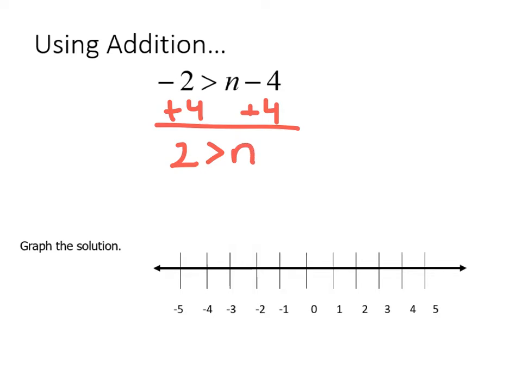However, we always want to make it so our variable is written on the left-hand side. So if I were to rewrite this, n is going to be on the left side, 2 will be on the right side, and I want to keep my inequality symbol open towards the 2. Now I'm going to graph it just like I did before. So I go to positive 2 on my graph, I use an open circle since there's no line underneath, and I draw my arrow to the left.